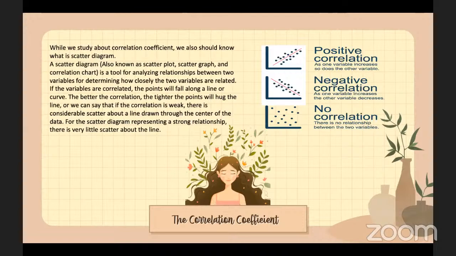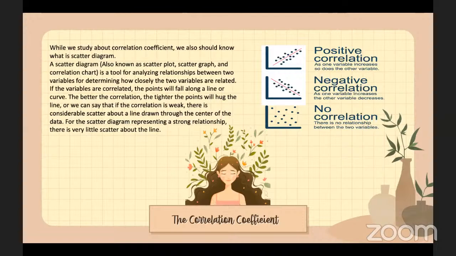The better the correlation, the tighter the points will hug the line. Or we can say that if the correlation is weak, there is considerable scatter about a line drawn through the center of the data. For a scatter diagram representing a strong relationship, there is very little scatter about the line.